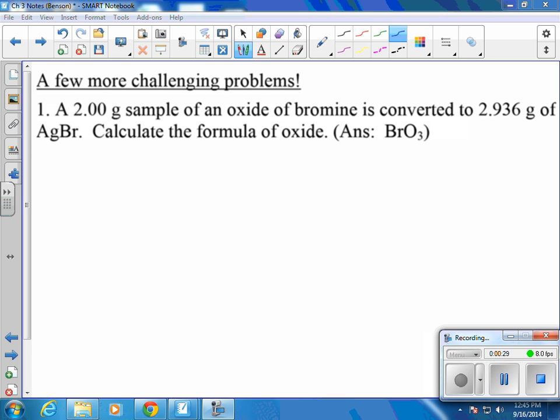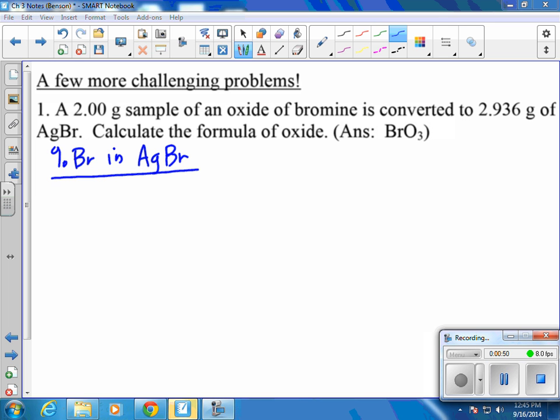So the first thing that you need to do: you have a 2-gram sample of an oxide of bromine that is converted to 2.936 grams of silver bromide. So we're going to calculate first the amount of bromine that is in our silver bromide. So we're going to do the percent bromine in silver bromide.